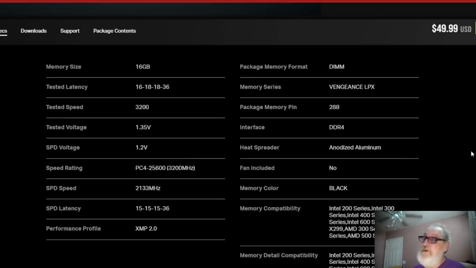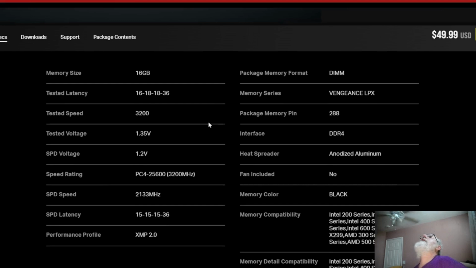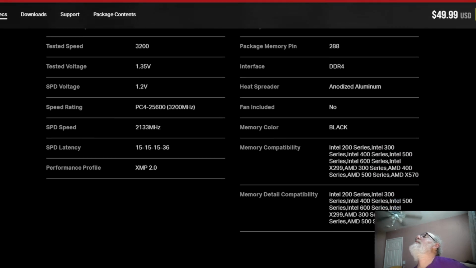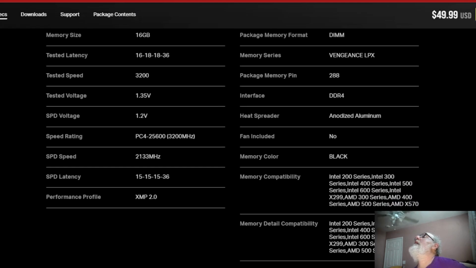So you can always find out about your RAM, so it's not hard. I mean, Corsair is good about that. 16 gigabytes, tested latency 16, 18, 18, 36, 32 tested speed, XMP 2.0, compatibility, AMD 400 series right there, so it's compatible with mine.